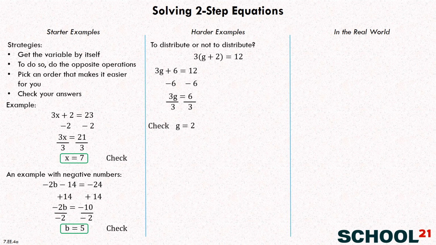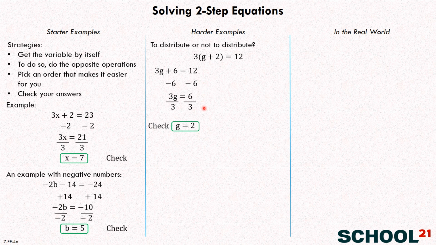Let's go ahead and check that answer. If we have g equals 2 here, and we put it in our original equation, 2 plus 2 is 4, multiplied by 3, yep, that's 12. So this is the correct answer. Now notice though that you actually went through 3 steps to get there. You distributed, that's one step. Then you subtracted the 6, that's another step. Then you divided by 3, so that's a third step.